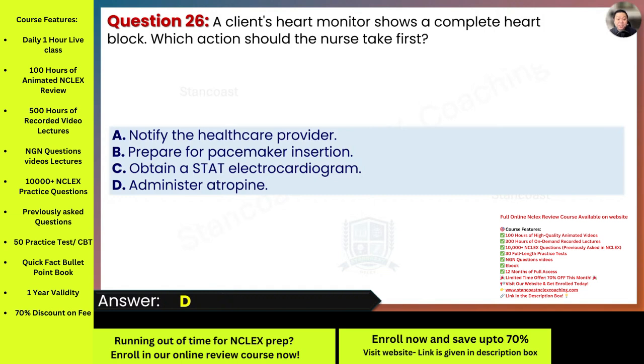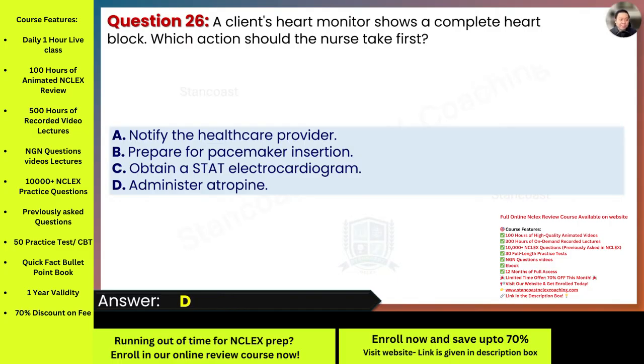And in emergencies such as a complete heart block, the priority is stabilizing the patient. And if you spend time notifying the provider first, the patient's condition could worsen in the meantime. And take note that atropine is needed immediately to increase the heart rate and stabilize the patient. And after that, you can notify the provider with the patient in a more stable condition.